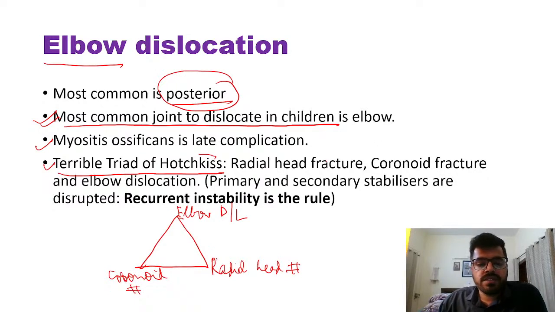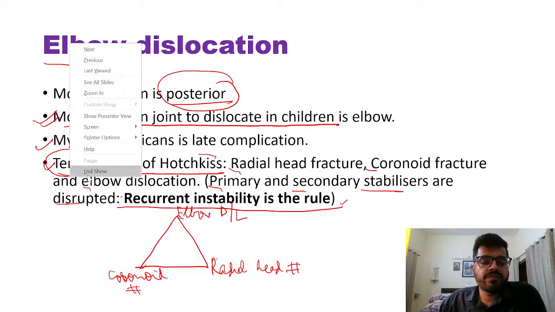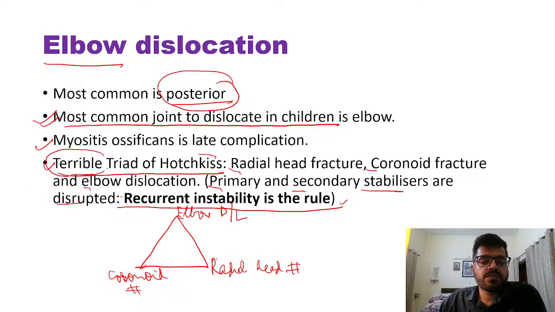So if these 3 things are fractured, primary as well as secondary stabilizers are disrupted. So recurrent instability is a rule in this case. That's why it is called terrible triad. It needs to be operated. Otherwise, recurrent instability is always there. That's why it is called terrible triad of Hotchkiss: elbow dislocation, radial head fracture, and coronoid fracture.